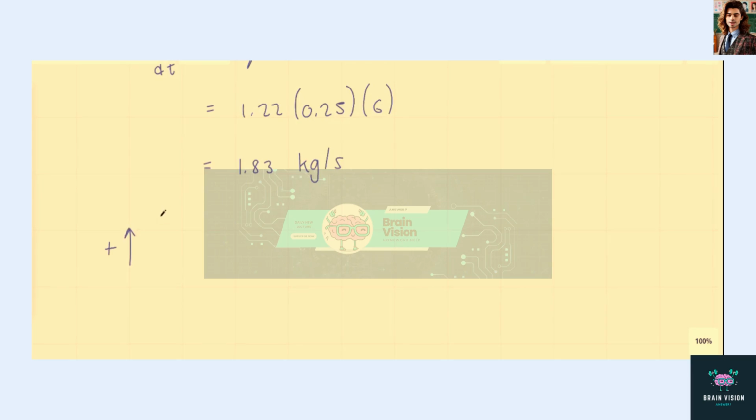Now that we have the mass flow rate, we can apply the steady flow equation and take the upward direction to be positive. The steady flow equation tells us that the sum of all the forces in the y direction is equal to the mass flow rate dm/dt times the y component of Vb, which is at the exit, minus the y component of Va at the intake.